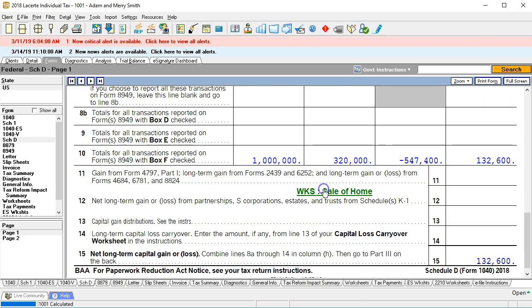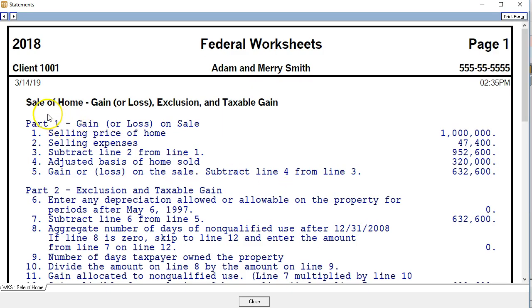You'll see a similar worksheet on this item. So we have the sale of home gain, loss, exclusion type of worksheet: the sales price, the 1 million, selling expenses, the 47,400. And then if we subtract that out, we've got the 953,600, the adjusted basis, 320. That gives us our gain of the 632,600. This is a married filing joint.